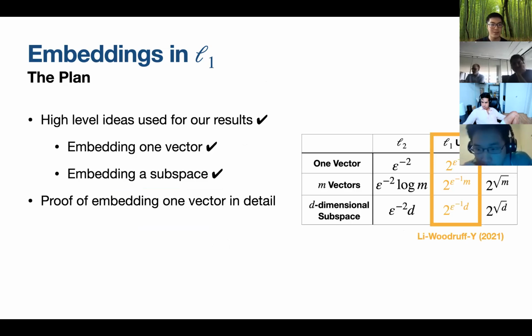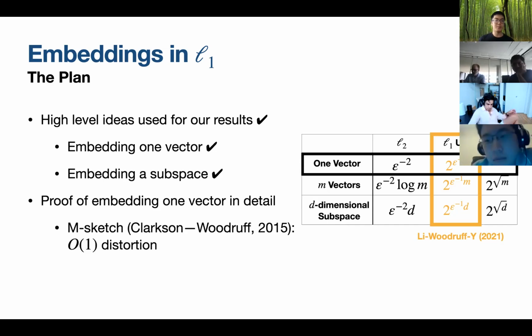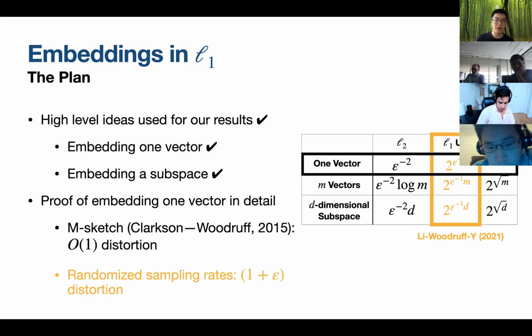So far I gave the high-level ideas for embedding one vector in a subspace. Now the next thing I want to do is to go into this embedding of one vector in more detail. In order to do that, I'm first going to introduce the M sketch by Clarkson and Woodruff, which gave the O of 1 distortion. And then I'll show how to modify this in order to get the 1 plus epsilon distortion.